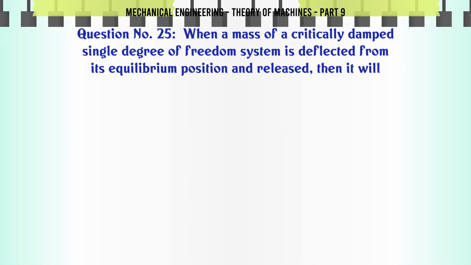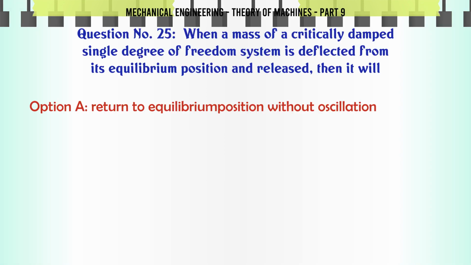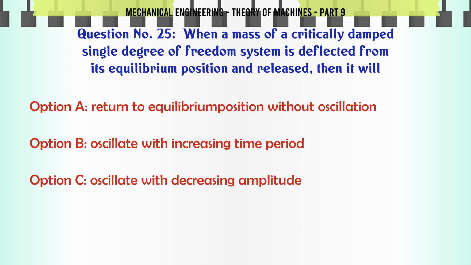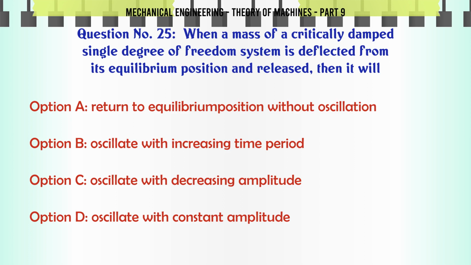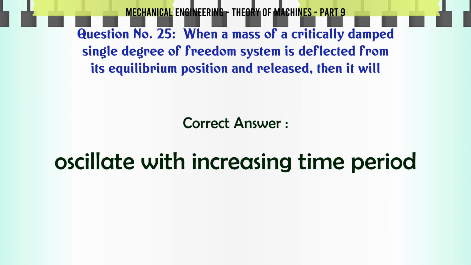When a mass of a critically damped single degree of freedom system is deflected from its equilibrium position and released, then it will A. Return to equilibrium position without oscillation, B. Oscillate with increasing time period, C. Oscillate with decreasing amplitude, D. Oscillate with constant amplitude. The correct answer is oscillate with increasing time period.